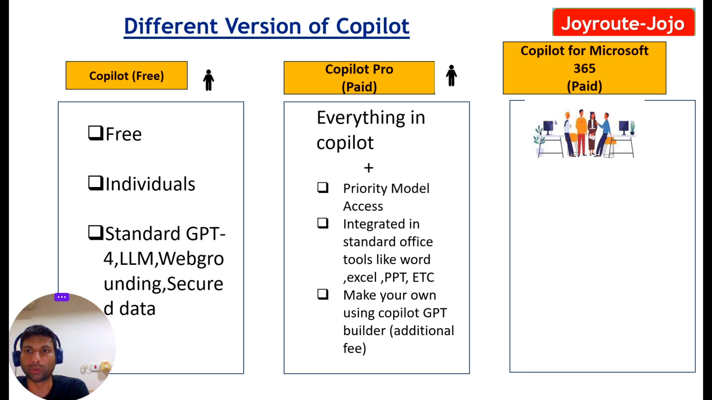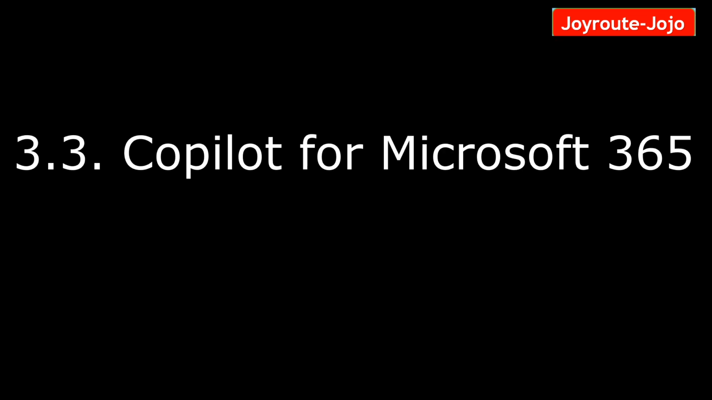And when it comes to Outlook, you can use Copilot Pro to write emails for you. You can ask Copilot to write emails, or you can ask what was the last discussion, what is the last mail I received from this person, and all those details you can ask Copilot, and it will provide you some data. And the third feature is that you can make your own using Copilot GPT Builder. And one more thing, Copilot Pro is for individuals again. It's not for business purposes, it's for home use.